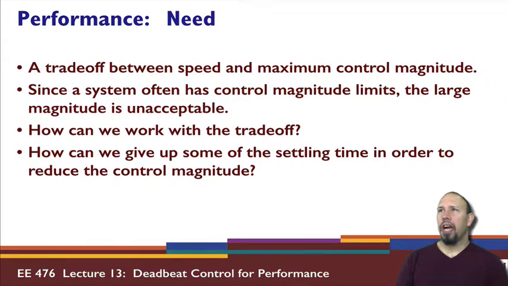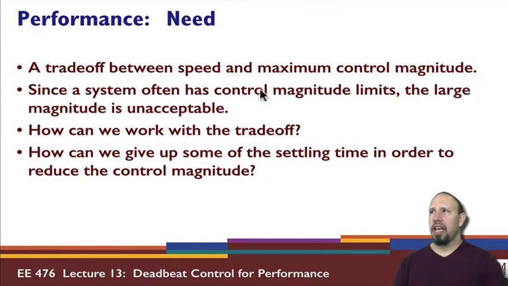In general, what we'll find is that there's a trade-off between speed of response, for example settling time, and maximum control magnitude. In a lot of engineering problems, there are trade-offs. If you want the system to respond fast, for example to settle quickly, you're going to have to give it a big push initially to get it moving, and so forth. That's the kind of thing that generally happens.